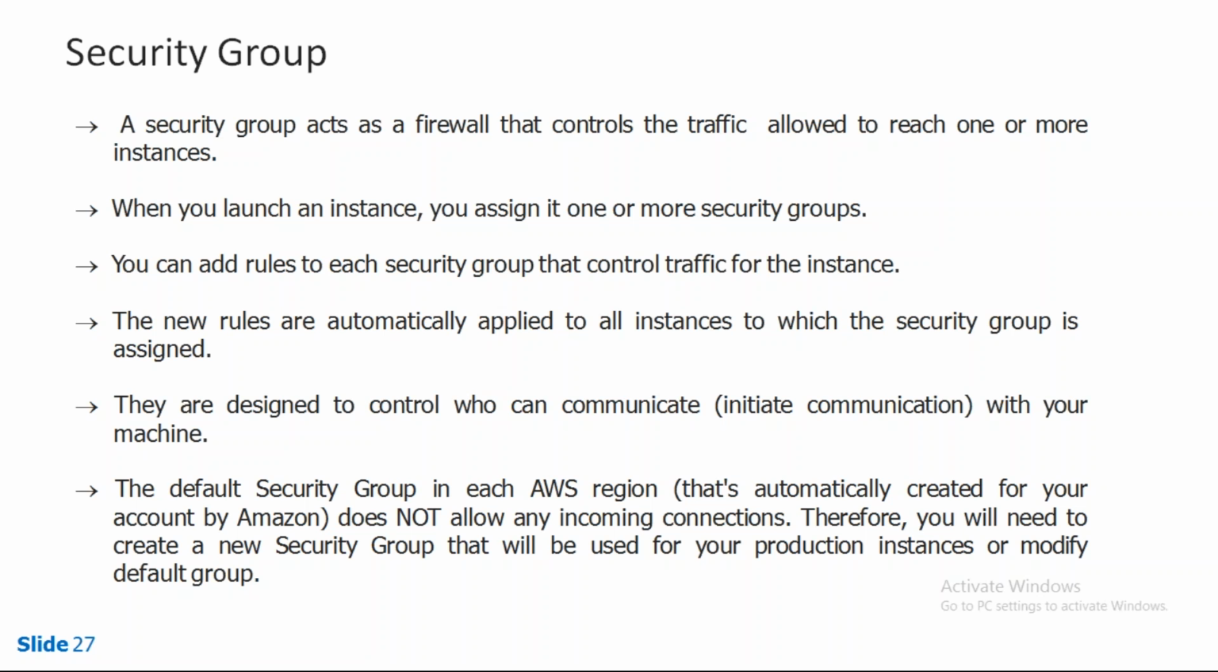So that is the point. And the default security group, that's what we have seen, right? In each region it will not allow incoming connections. Therefore, you will need to create a new security group that will be used for your production instances, or modify the default group. So you have to change your security group whenever you need to communicate with the instance.